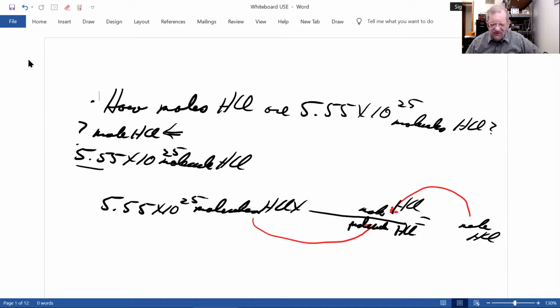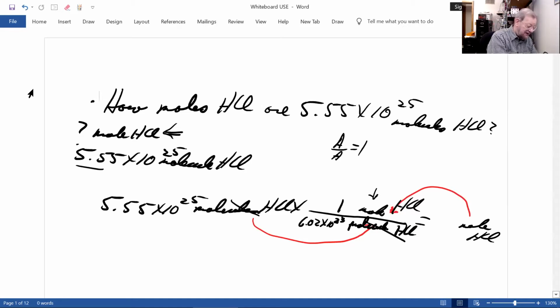And where do we get these numbers? 1 mole is equal to 6.02 times 10 to the 23rd molecules of HCl. Notice molecules of HCl over molecules cancel out because anything divided by itself equals the number 1, and we're left with the units we want. So now I can happily go to my calculator, but first let me write down the number. I might forget it.